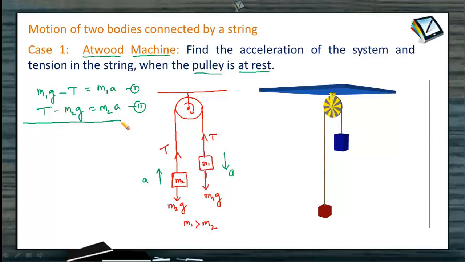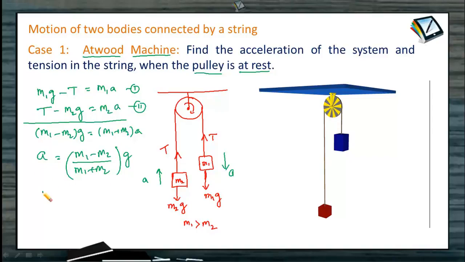Solving these two equations, adding, we get (m1 minus m2)g is equal to (m1 plus m2) a. So acceleration of the system will be (m1 minus m2) by (m1 plus m2) into g. Substituting this value of acceleration in any of the equation, we get tension T. Substituting value of acceleration, the tension T will be equal to 2 m1 m2 g divided by (m1 plus m2).